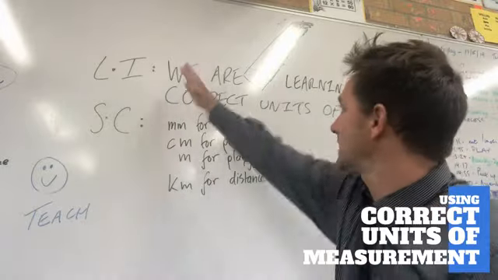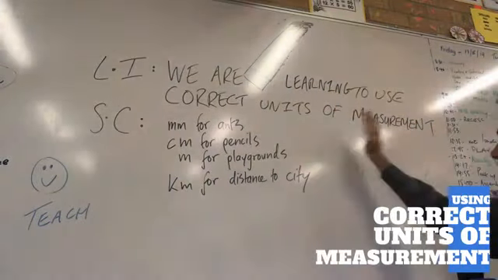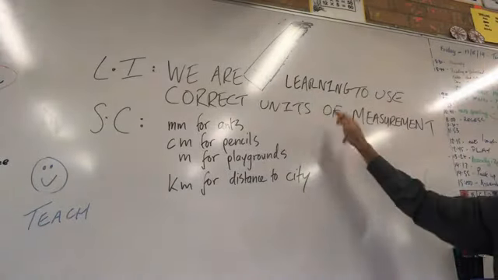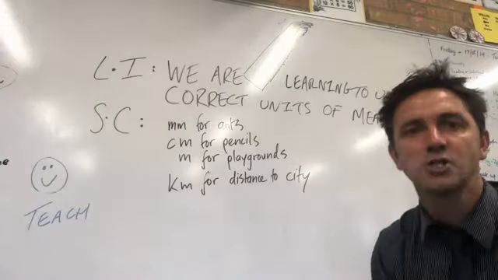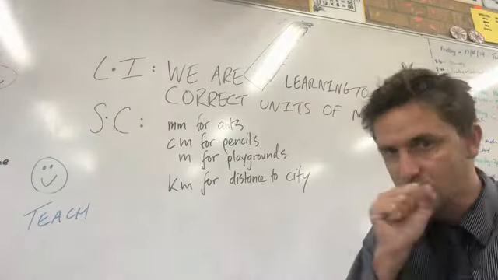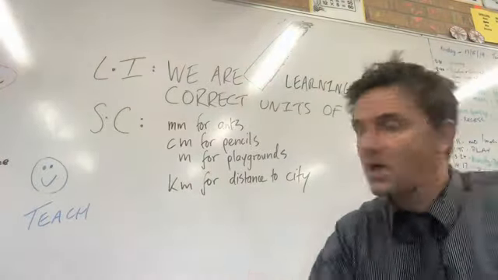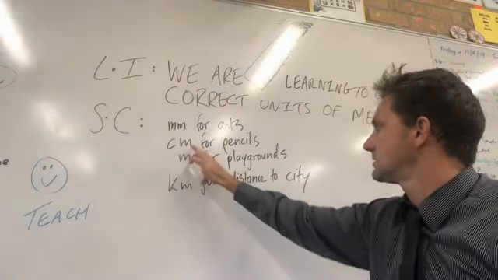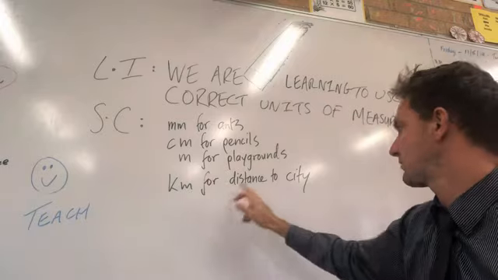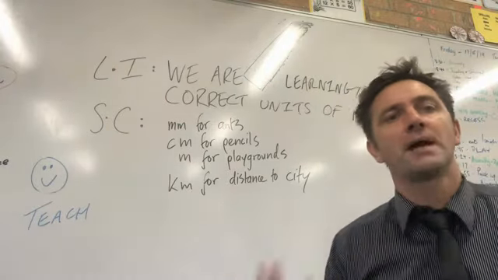Today's lesson is we are learning to use correct units of measurement. That's the learning intention. The success criteria, that's how we unpack the learning intention, which is sort of like a learning goal, really. The success criteria is things like millimetres for ants, centimetres for pencils, metres for playgrounds, and kilometres for distances to cities and big distances and stuff like that. I hope that makes some sense.